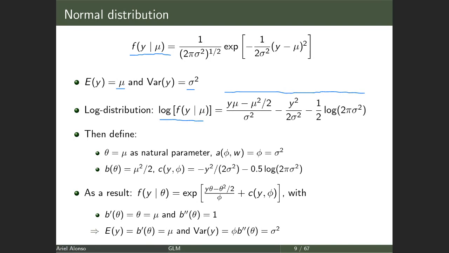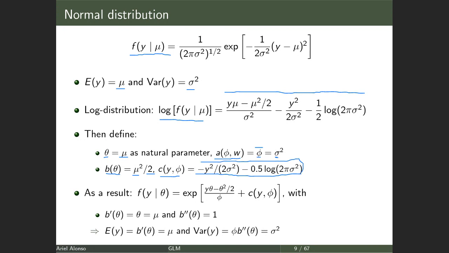Just choose the natural parameter equal to the mean. Choose this function a of psi w equal to psi equal to sigma squared. And then choose b of theta as mu squared divided by 2. And remember that mu is equal to theta, so it's theta squared divided by 2. And choose this c function in this specific way. And you can see it depends on psi, because sigma squared is equal to psi, but it doesn't depend on theta. This part here doesn't depend on mu, right?